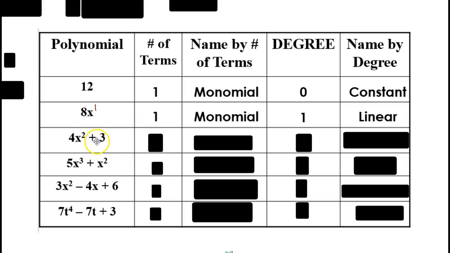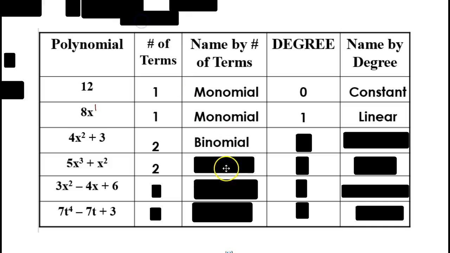Okay. Now, when there are two terms, two parts separated by addition or subtraction, 1, 2, when there are two parts, it has a special name. It's called a binomial. So monomials have one term, binomials have two terms. That should make sense to you. Those prefixes, mono is 1 and bi is 2.